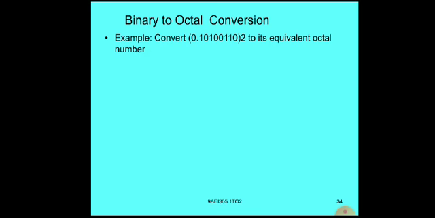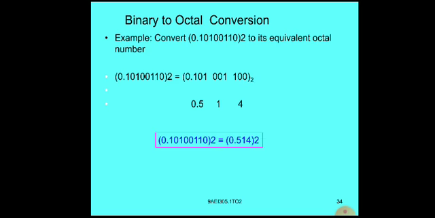Let us take another example. Convert the fractional binary number 0.1010011 to its equivalent octal number. Just make groups of 3 bits and write the equivalent octal values like this.